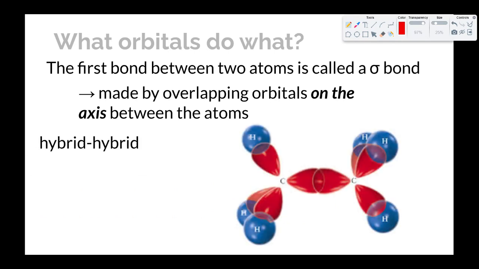So in this example, we see sp3 hybrid orbitals from one carbon overlapping with the sp3 hybrid orbital from the other carbon, and that overlap of hybrid to hybrid, that's the sigma bond. Sometimes it's a hybrid orbital with an unhybridized orbital. So hydrogen can't really hybridize because it only has the one orbital, and so an unhybridized hydrogen is overlapping with an sp3 hybrid orbital in carbon to make that bond.